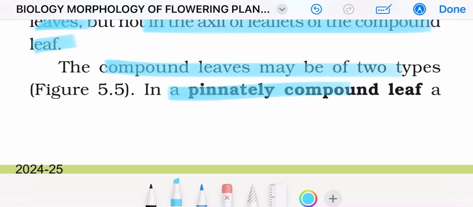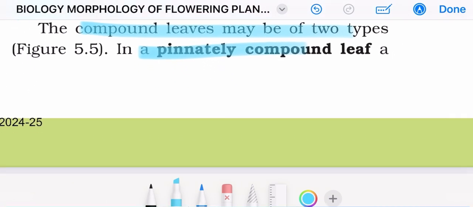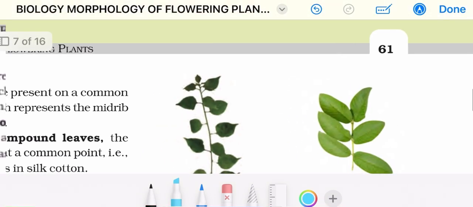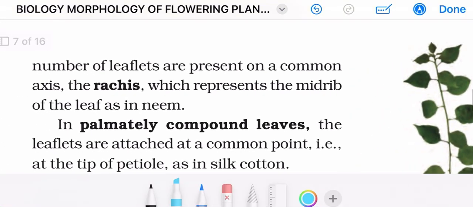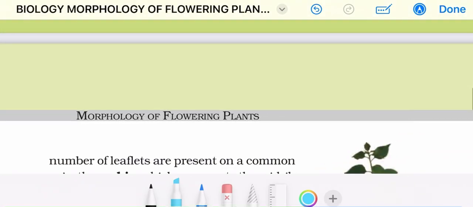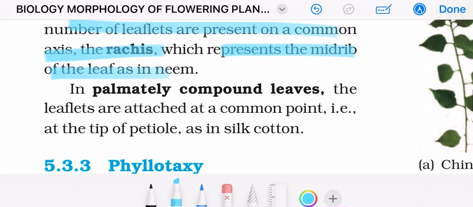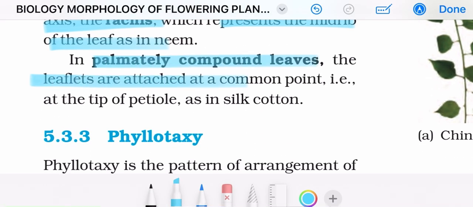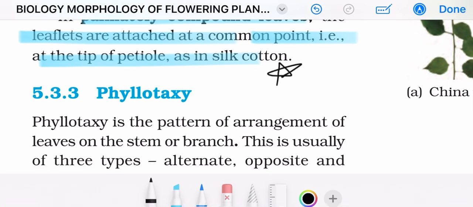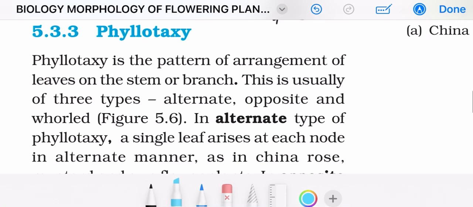Compound leaf may be of two types, pinnately compound and palmately compound. In a pinnately compound leaf, a number of leaflets are present on a common axis, the rachis, which represents the midrib of the leaf. In a palmately compound leaf, the leaflets are attached to a common point, that is the tip of the petiole, as seen in silk cotton. Phyllotaxy. Phyllotaxy is the pattern of arrangement of leaves on the stem or the branch.